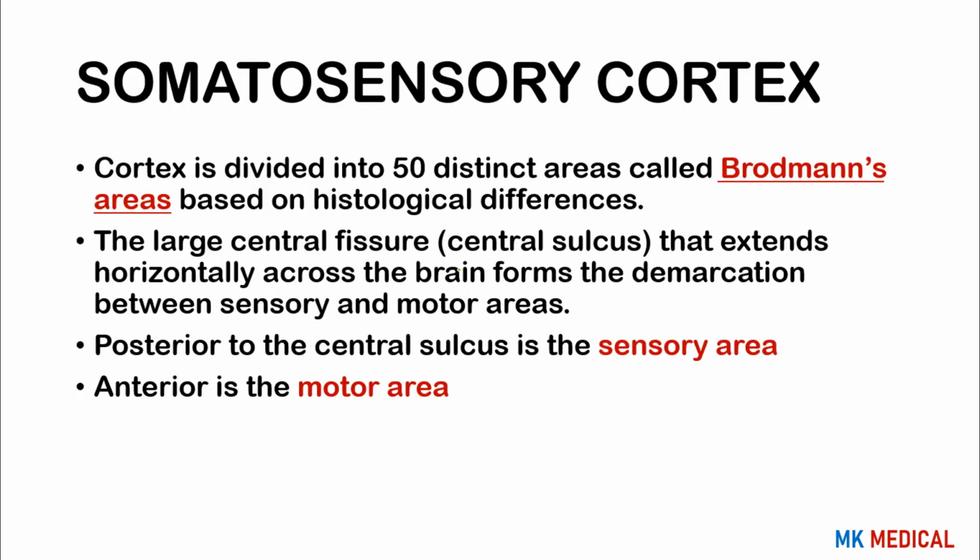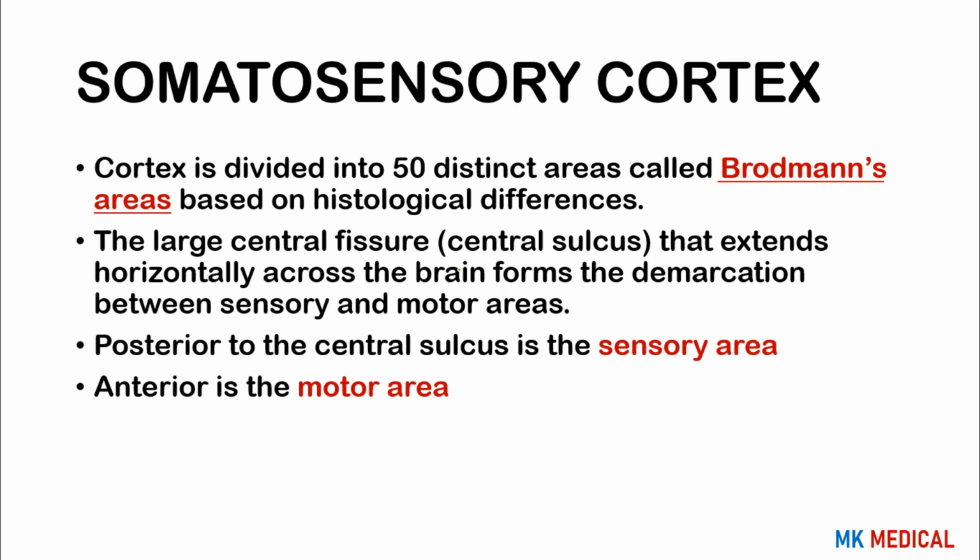So talking about the somatosensory cortex, remember that the cortex itself is going to be divided into 50 distinct areas, which are predominantly referred to as Brodmann's areas based on their histological differences. The central sulcus, or the central fissure, is going to be extending horizontally across the brain and forms a demarcation between the sensory and the motor area, something I already explained. Posterior to the central sulcus, you have the sensory area. Anterior to the central sulcus, you have the motor area.